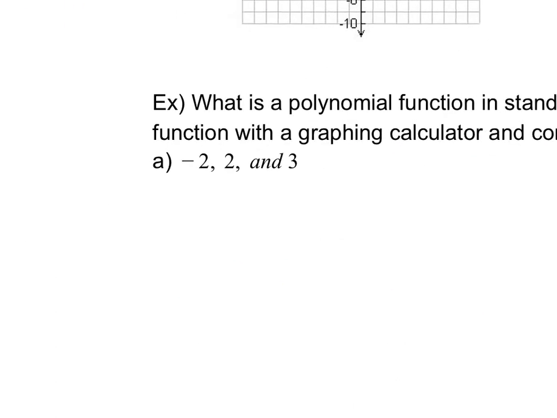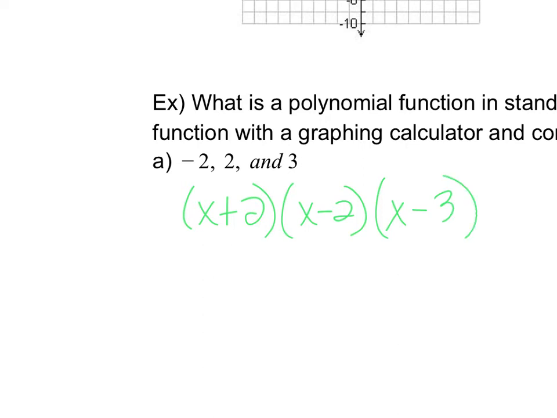So what would it be for x to equal negative 2? Well, if you were going to set up that equation, that would be x plus 2. Because if you set that equal to 0, you would subtract 2 and you would get negative 2. Okay? The other one, to get that positive 2, you would have x minus 2. And to get that 3, you would do x minus 3. I had a brain fart. Okay, so now we're ready to put it into standard form.